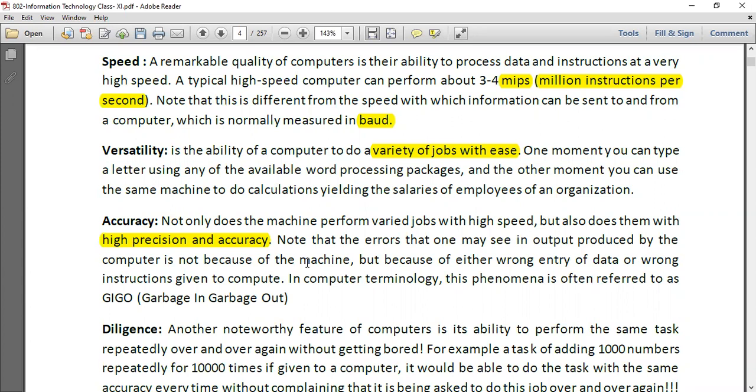Right? So this phenomenon is also called as garbage in, garbage out. Garbage in means if you send wrong data, if you send wrong instructions, you will get wrong output. Okay.